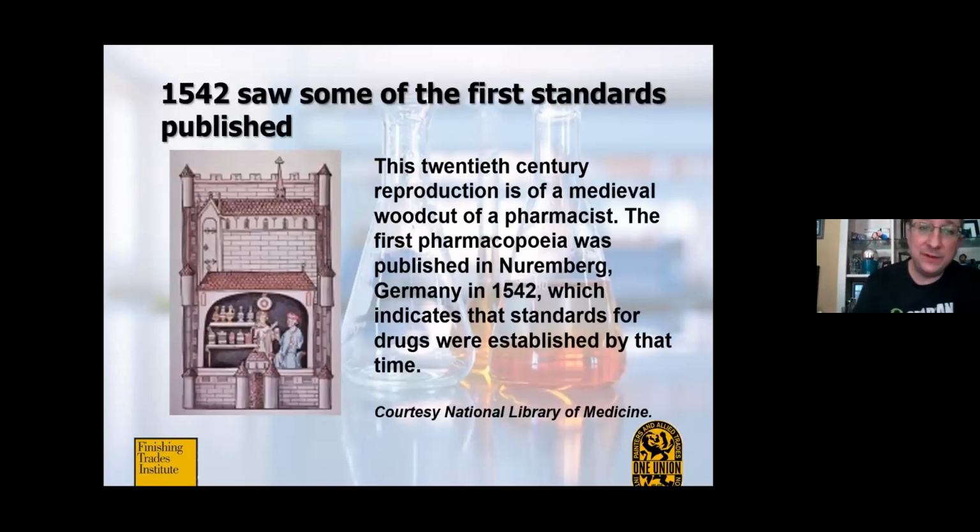So in 1542, we saw some standards start to be published. This is a woodcut from an actual pharmacy back in Nuremberg, Germany, and it indicated some standards for drugs that were established at the time. So in other words, what would you give a person and how much should you give them to cure what was ailing them?